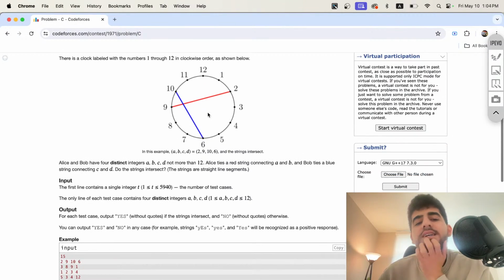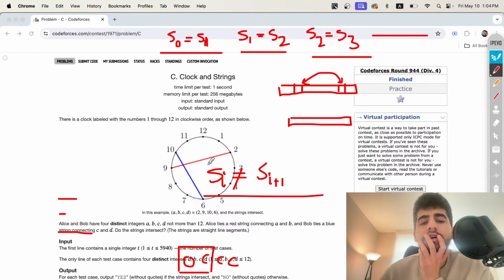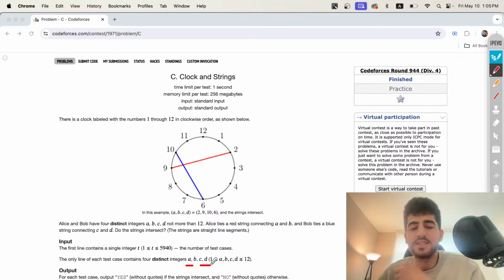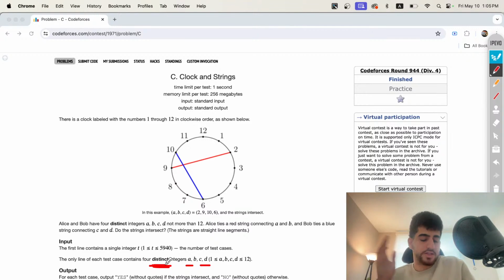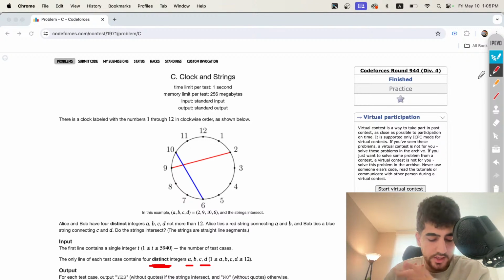Problem C says that we have a clock, we have numbers 1 to 12 on it, and we draw two strings, two lines between two pairs of integers, between A and B and between C and D. And we want to see if they intersect or not. And they are all distinct, they are all different. So we draw these lines and we want to see if they intersect or if they do not intersect. So how can we solve this problem?